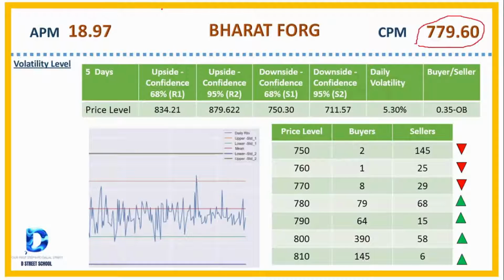The average price movement for the stock is 18 rupees 97 paise. This is the range I calculated for the last 1 year. So we can expect an average price movement of at least 18 rupees in a day. This is the volatility level we can discuss here, which means the historical volatility I calculated for 5 days. This is the range I have given here.